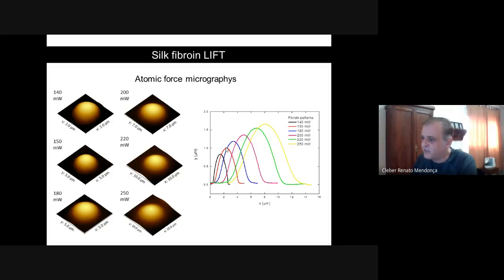So here you see the profiles. As you can see, it's not really a circle, so it's not really a sphere or a hemisphere. It's longer in the XY plane than in the Z direction. As you can see here, it's, let's say, 8 microns across, but it's only 1.5 microns high. So this is the kind of structures we have.